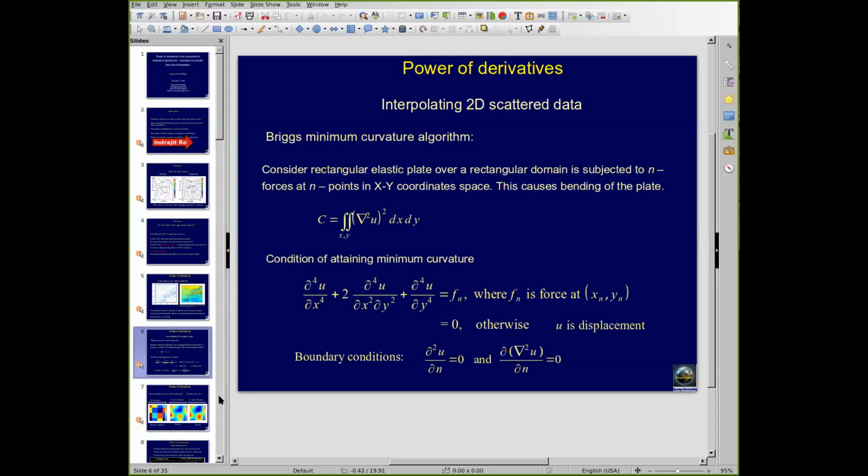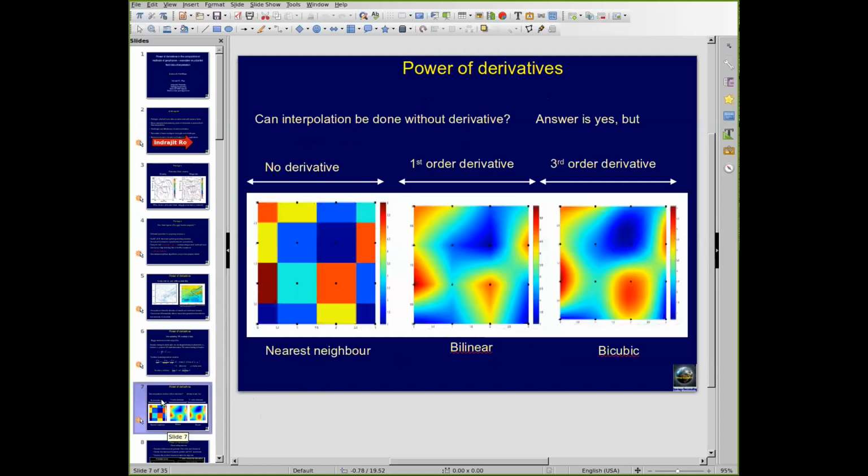One may ask whether the derivative is essential for interpolation to generate smooth functions. Well, the answer is yes, but you can see the examples. There are 3 such examples: on the left-hand side is no derivative, only a nearest neighbor approach, then bilinear with the first order derivative as a constant, and then bicubic where the third order derivative is a constant. So as you go to higher derivatives, more smoothness prevails, and therefore a higher order derivative is more acceptable for getting smooth functions.